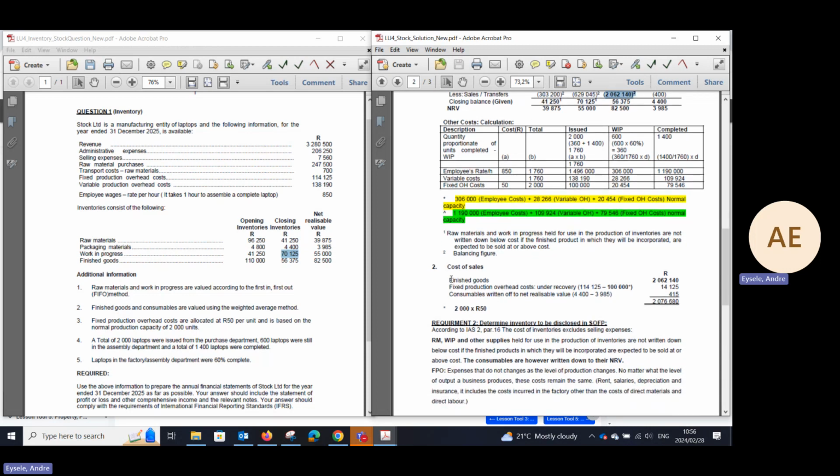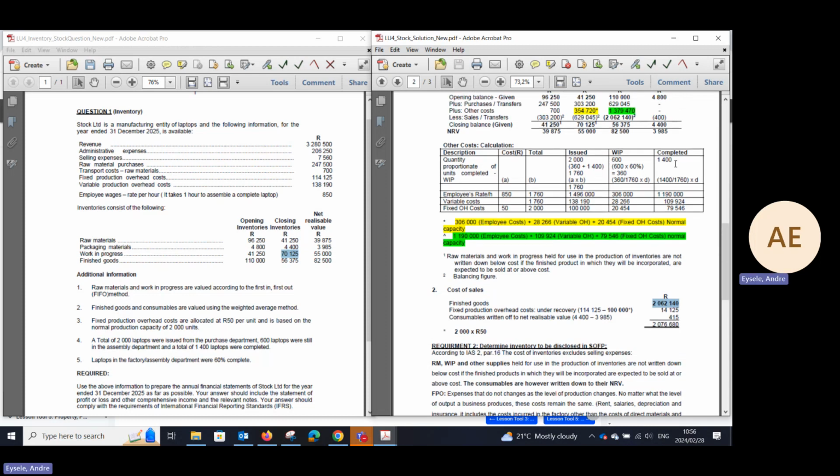And you can see the finished goods costs is the cost of the item opening stock plus purchases less closing stock for your cost of sales items. But remember that we have allocated fixed production overhead costs according to a standard rate, which was 50 Rand at 2,000 capacity. Well, what was actually incurred? Well, we actually incurred 114,125. Now, we've only allocated 100,000 to your production based on this scenario.